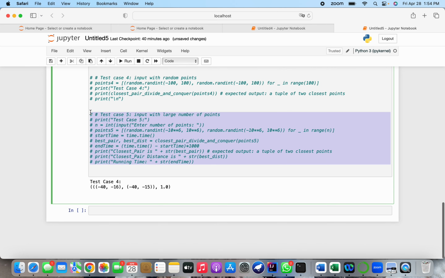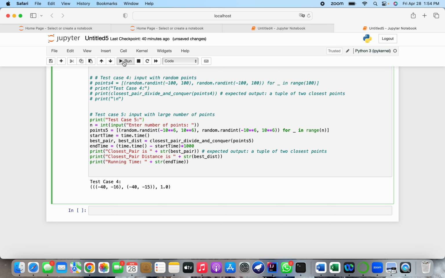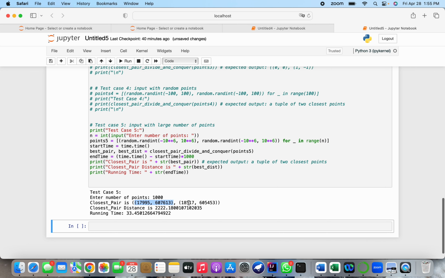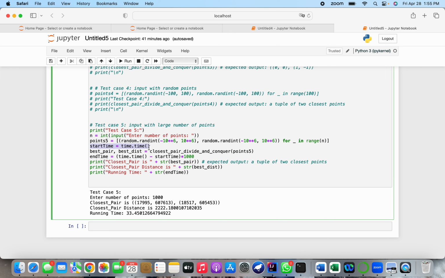And the main test case is for large numbers. For this, I'm going to give some large input, which is 10 power 3 for our project. This is the closest pair that I've got, and this is the closest pair distance, and this is my running time, because we are analyzing the running time and we're going to get the empirical and predicted RT. We need the running time of this particular algorithm. That's why I've started my time here and ran the algorithm here, and my end time will be here. Because I get the time in seconds, I want it in milliseconds, so I multiplied it by 1000. So here I will get the running time. End time is my running time in milliseconds.